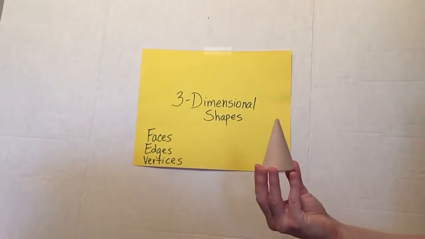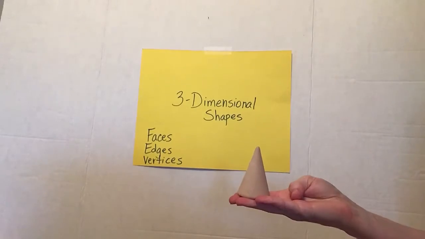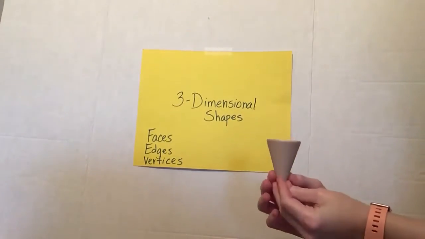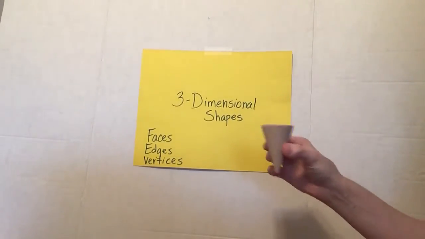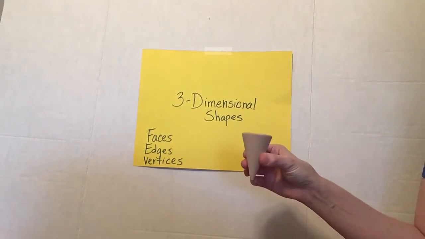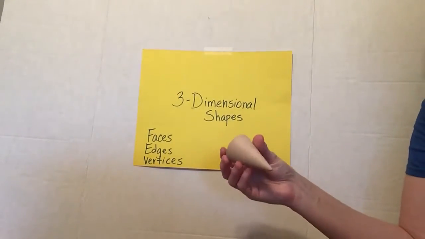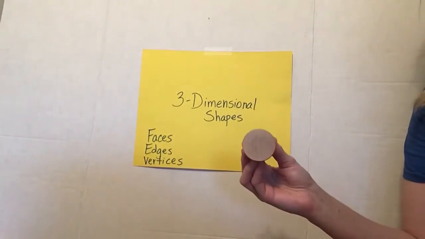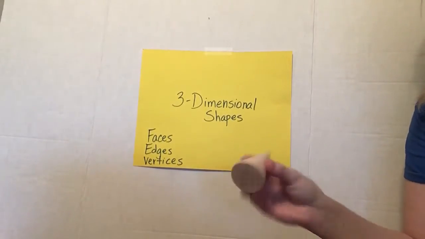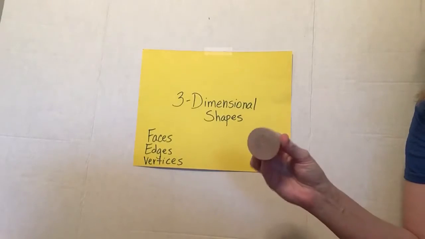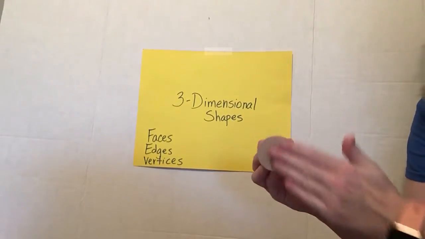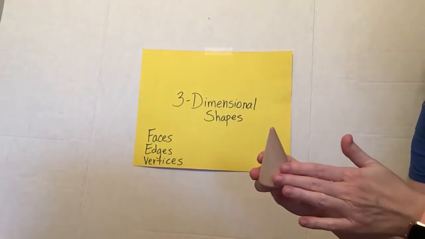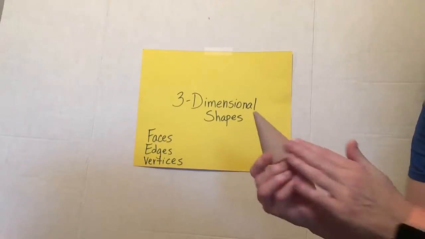Now here's another one. When I hold it this way, you might not be as sure of what it is, but when I turn it this way, what do you know? You're right, it's a cone. It reminds me of an ice cream cone. Does it matter which way we hold it? No, it's still a cone. What do you notice about the bottom? It has a flat circular base. Now, it does not have any edges because it's rounded.